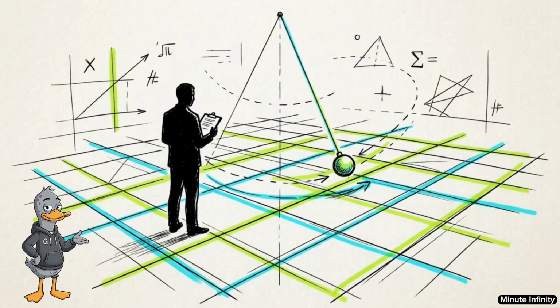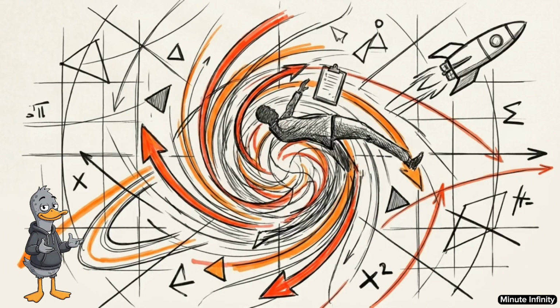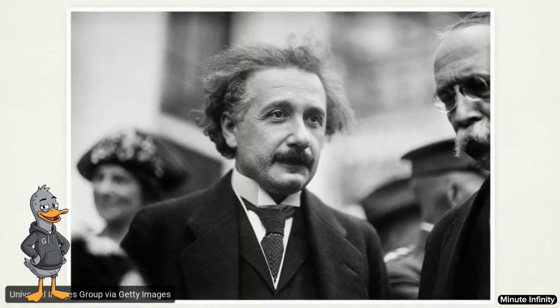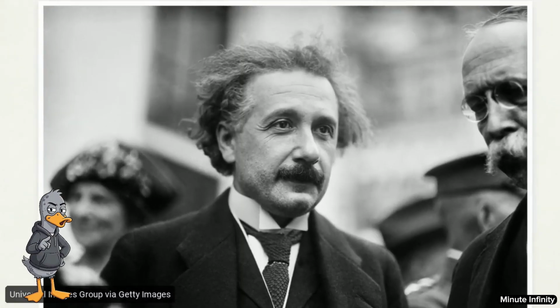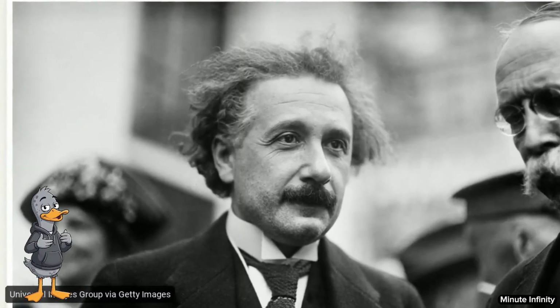F equals ma relies entirely on the assumption of a stable, unmoving observer. Place that observer into a dynamic, spinning universe, and the law reveals its fragility. Pushing the equation to its ultimate limit, nearing the speed of light, requires us to look at relativity.